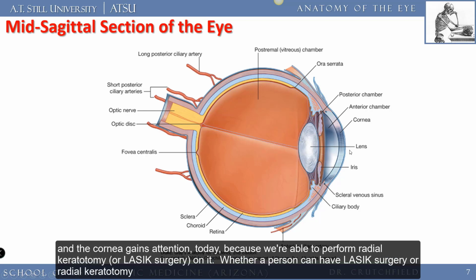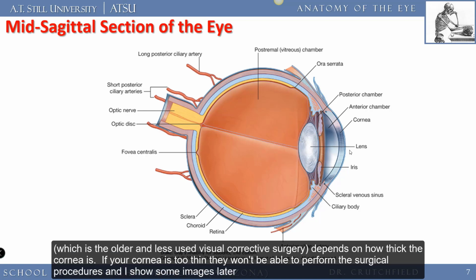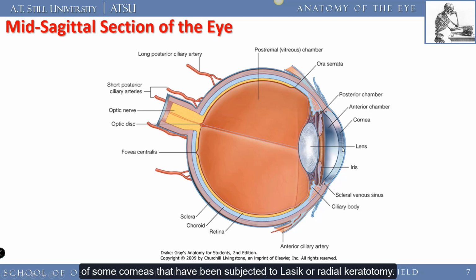And the cornea gains attention today because we're able to perform radial keratotomy or LASIK surgery on it. Whether a person can have LASIK surgery or even radial keratotomy, which is the older and less used visual corrective surgery, depends on how thick the cornea is. If your cornea is too thin, they won't be able to perform the surgical procedures. And I show some images later of some corneas that have been subjected to LASIK or radial keratotomy.